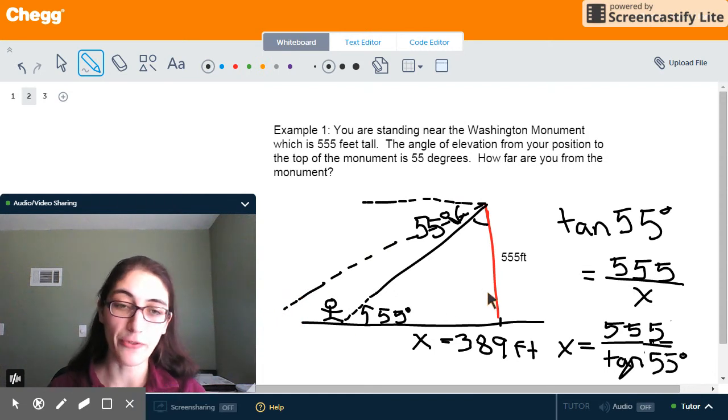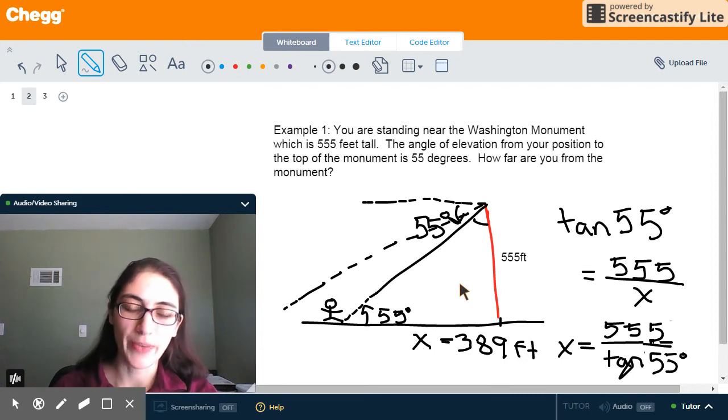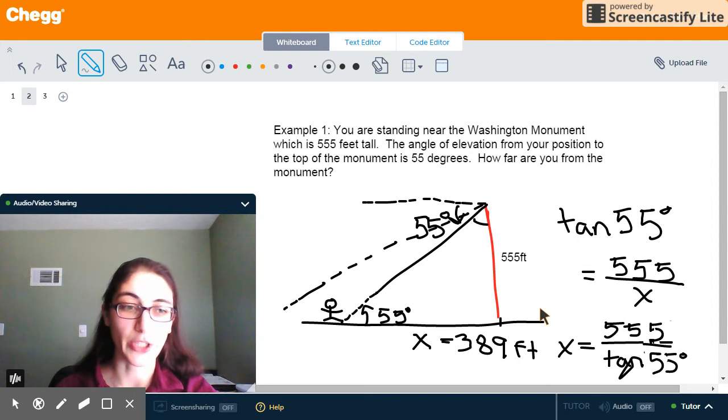If you had 45 degrees in a right triangle, 45, 45, 90 triangle, you're going to have both legs the same. So the 555, that's how far away I'd be standing if it were a 45-degree angle. As you move closer, you've increased the angle of elevation and you've decreased the distance. So it makes sense. It's a logical answer that I got 389 feet, which is less than 555, because 55 degrees is more than 45.